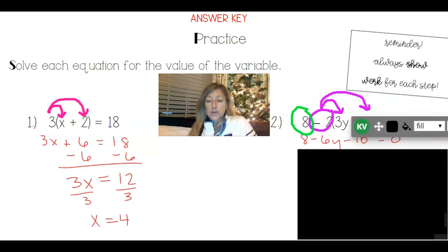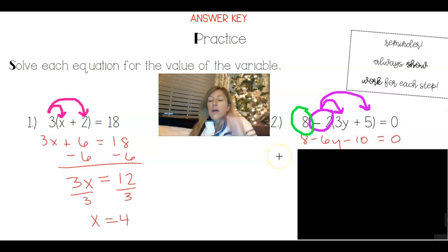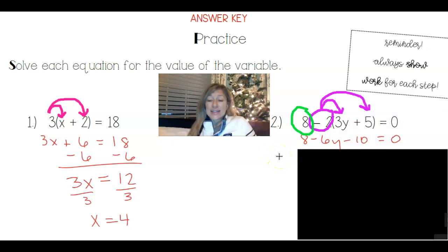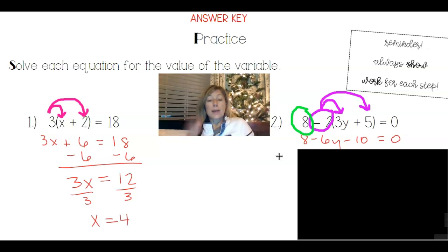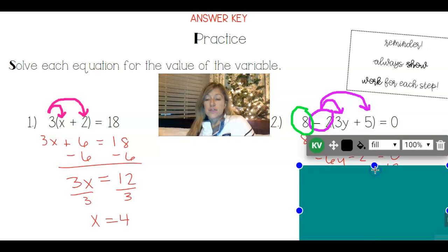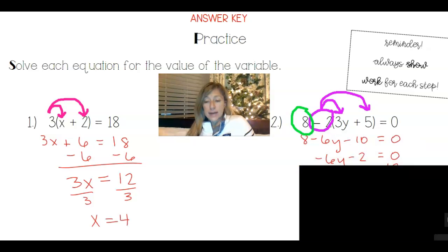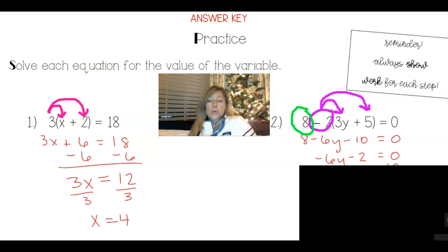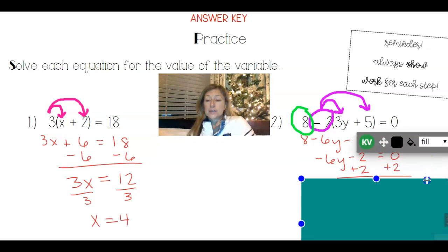Okay, so now we have to look for any like terms. The only like terms I see are 8 and negative 10, so we can combine those because they're constants. 8 minus 10 is negative 2. So now I have negative 6y minus 2 equals 0. We have a 2-step equation now that we've simplified everything, and that means we need to look for addition and subtraction. I see that I'm subtracting 2, so the opposite of subtraction is addition. So I need to add 2 to both sides.